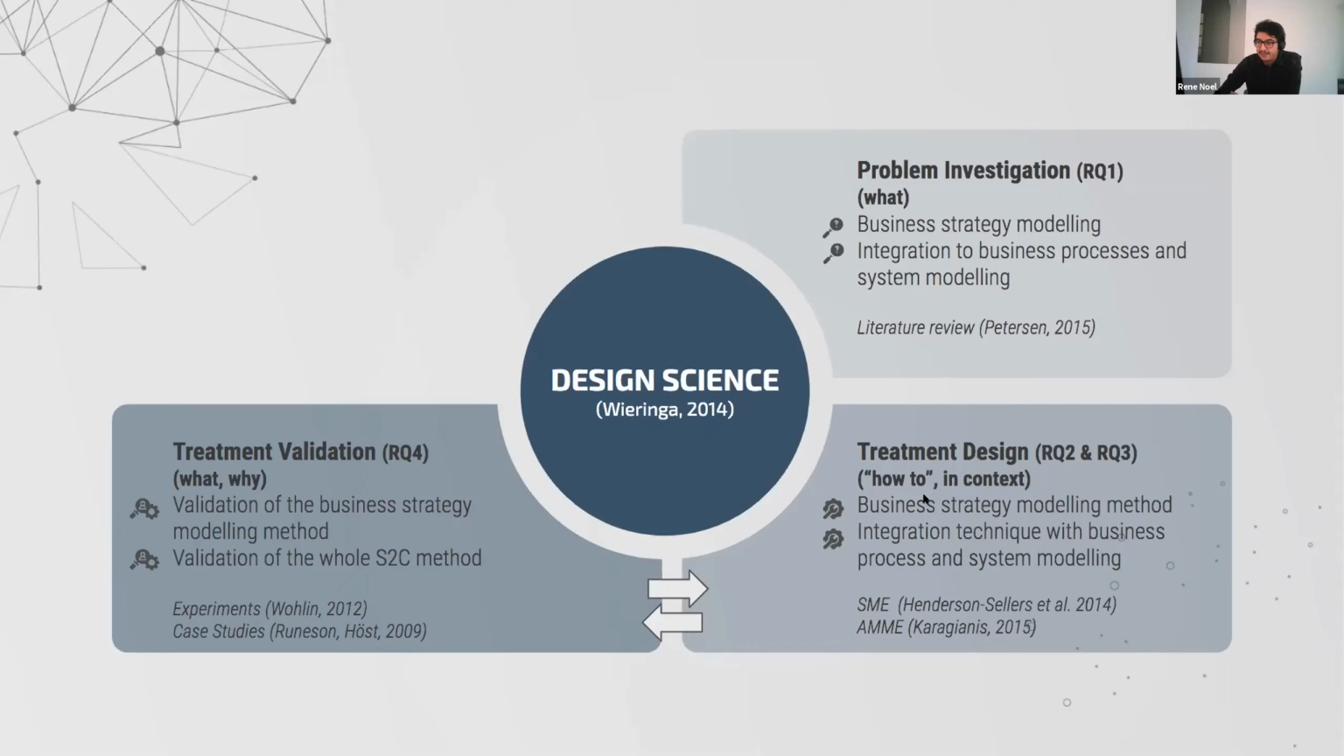In the treatment design stage of the method, we address research questions 2 and 3, which regard mostly how to model business strategy and how to integrate these concepts in the context of model-driven development. And we aim to validate these proposals using experiments and case studies, and also to provide feedback to the initial designs, using the approach of Karagiannis for agile modeling method engineering.